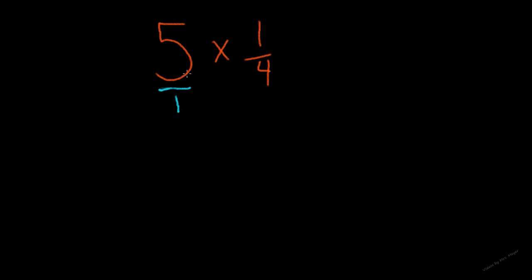5/1 is exactly the same value as just a total 5, because any way that we make a whole number is by doing numerator divided by denominator. Well, 5 divided by 1 is 5. Just like 10/1, 10 divided by 1 is 10, or 12 divided by 1 is 12.